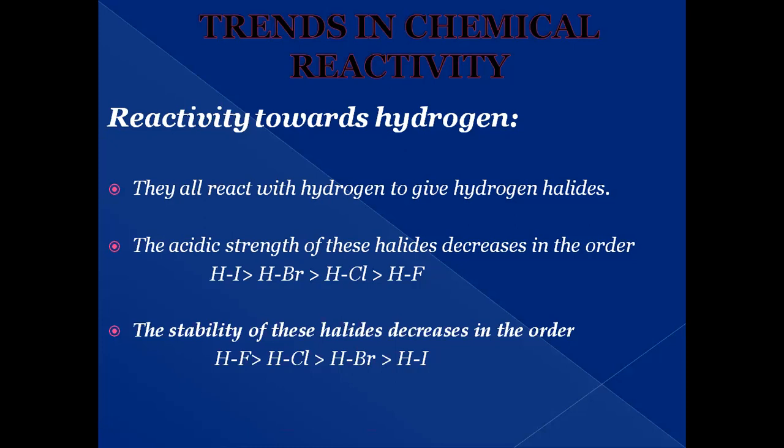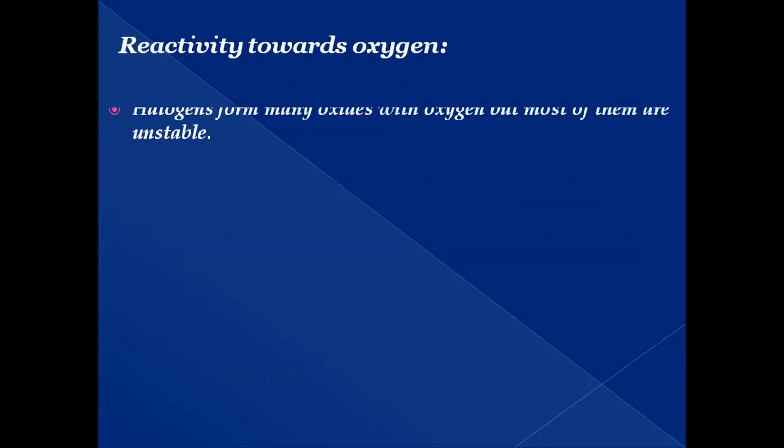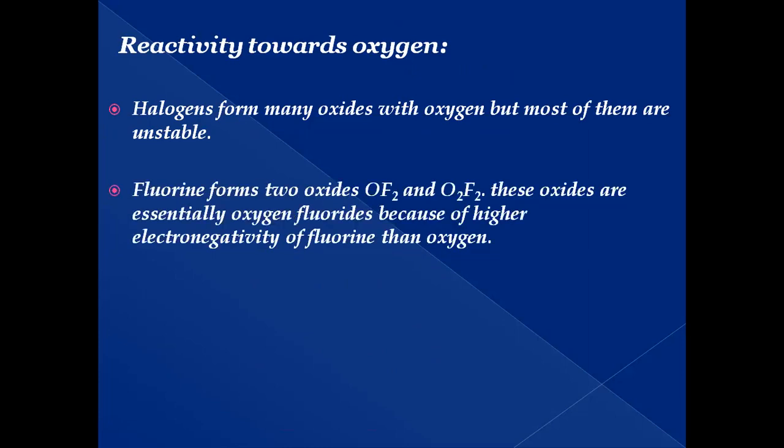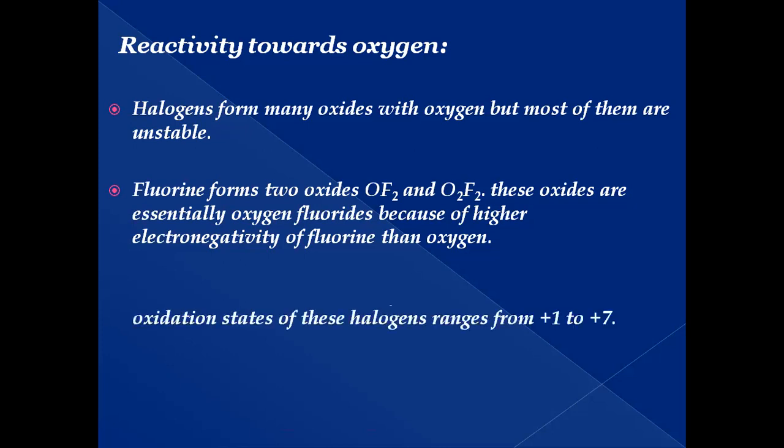So all of them will form hydrogen halides with hydrogen, and the stability and the acidic nature go as given. Coming to reactivity towards oxygen, all of them form oxides. They form many oxides, and most of them are unstable. They are not that stable. Fluorine forms 2 oxides, that is OF2 and O2F2. Actually, these are not oxides. They are essentially called oxygen fluorides, because fluorine is more electronegative than oxygen, so we cannot call them oxides, we call them fluorides. So basically they are not oxides, they are oxygen fluorides.